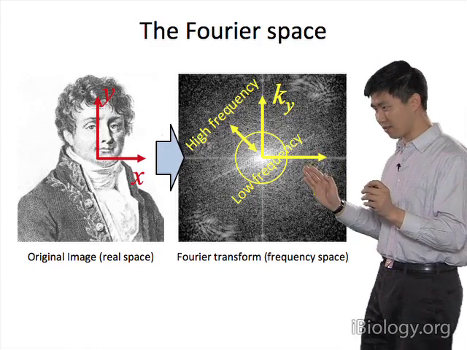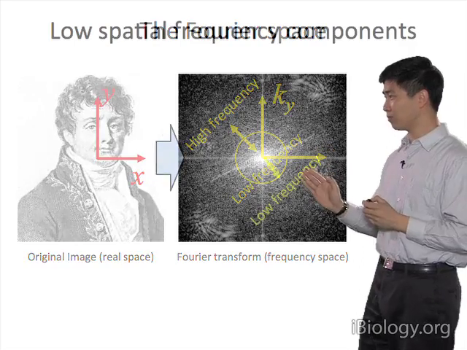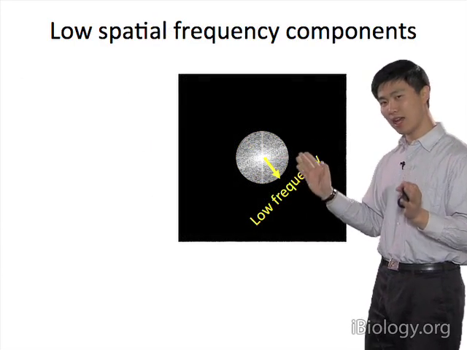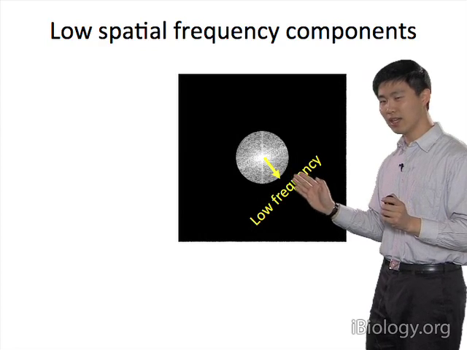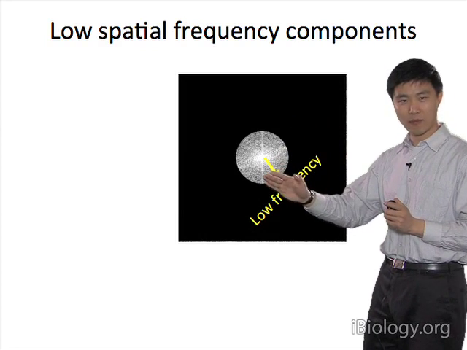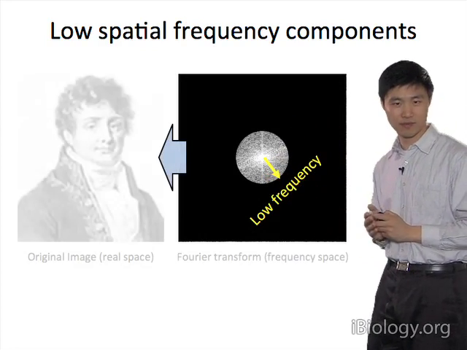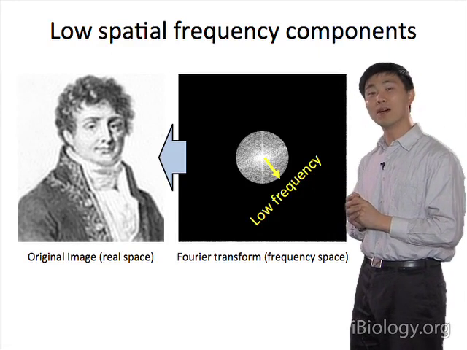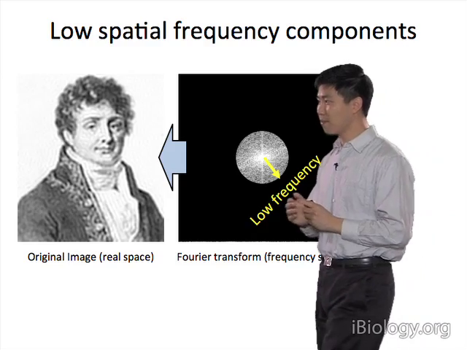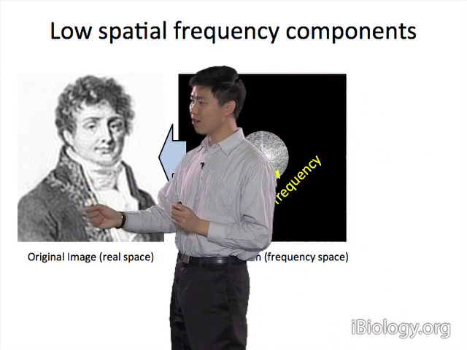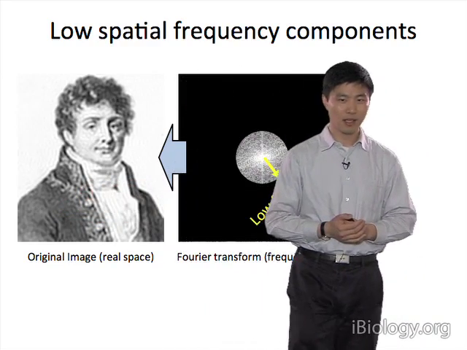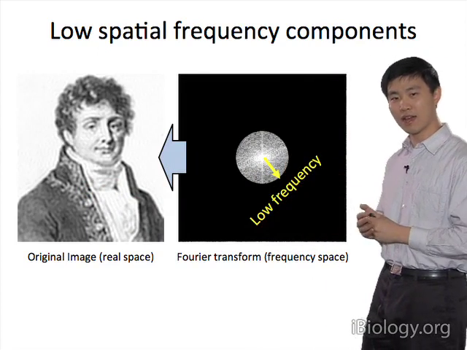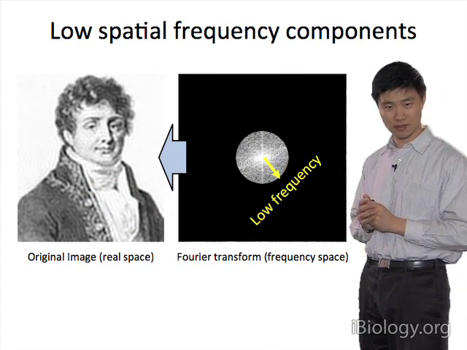Just to illustrate that, if we take this image and we mask out the high spatial frequency information, and then inverse transform back, this is called the inverse Fourier transform. Well, we still see the image of Fourier, but at a much lower resolution. For example, here, the details of his clothes are completely lost. And this is because in our Fourier space, we mask out all the high spatial frequency information.